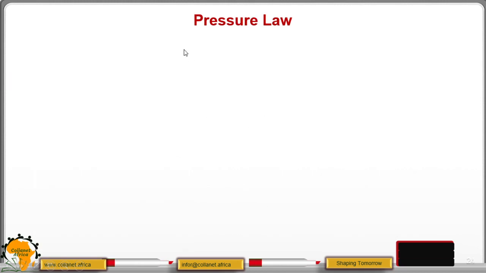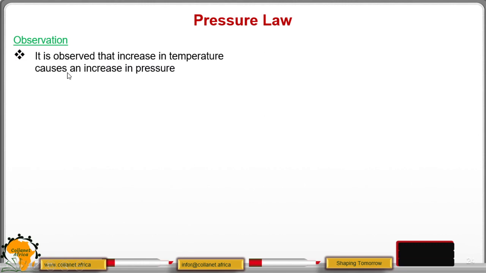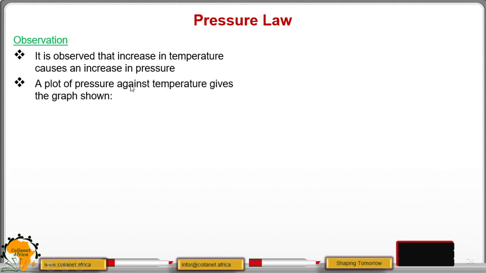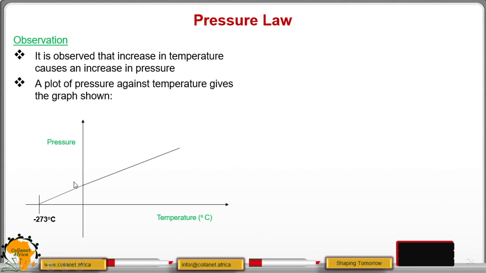Now, after doing all that, you have the results in your table. You're supposed to have the following observation. It is observed that an increase in temperature causes an increase in pressure. And when you plot a graph of pressure against temperature, it gives again a straight line. As you can see, we have the pressure and the temperature. So as you increase the temperature, the pressure also increases.